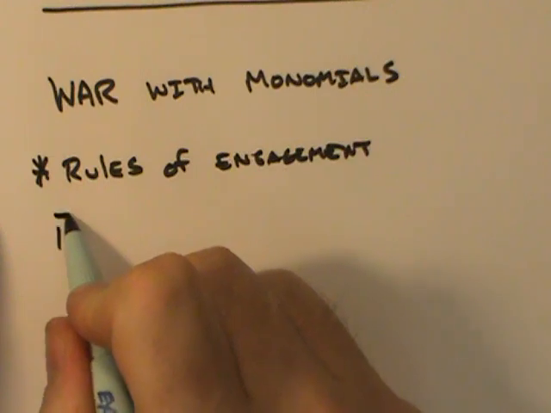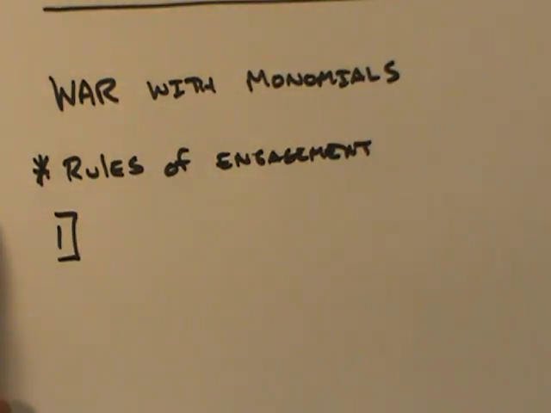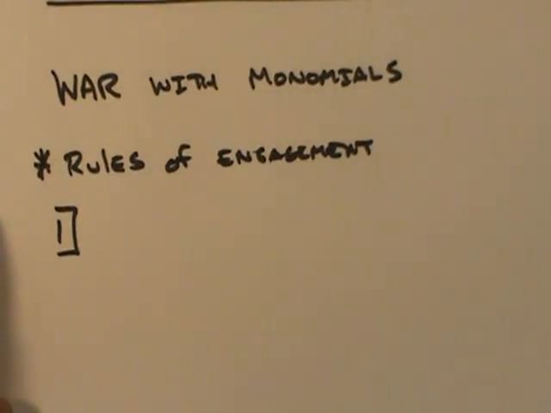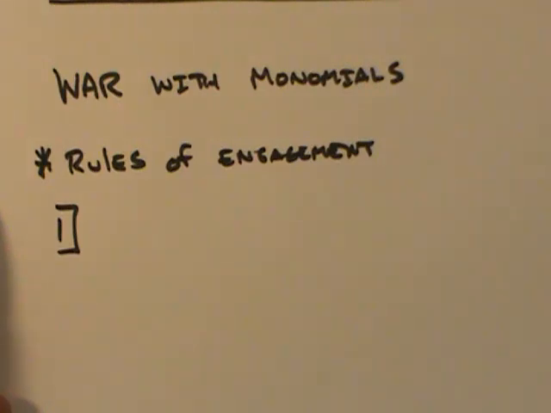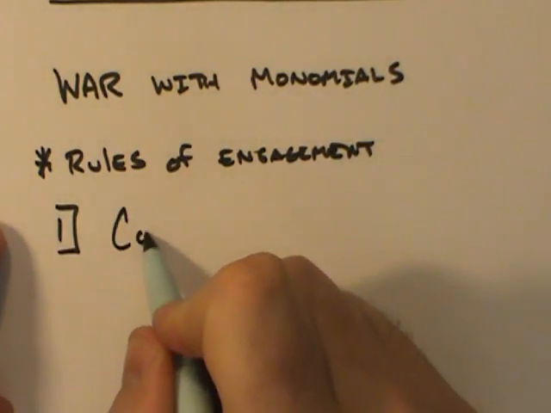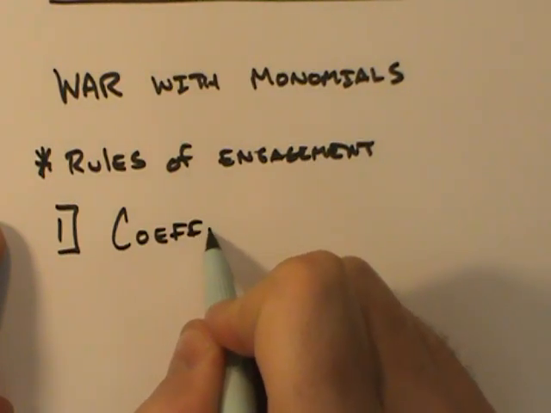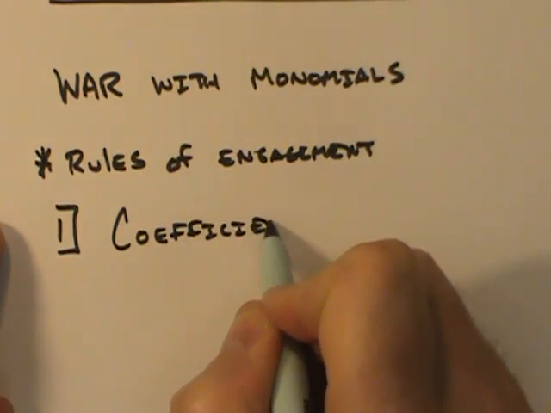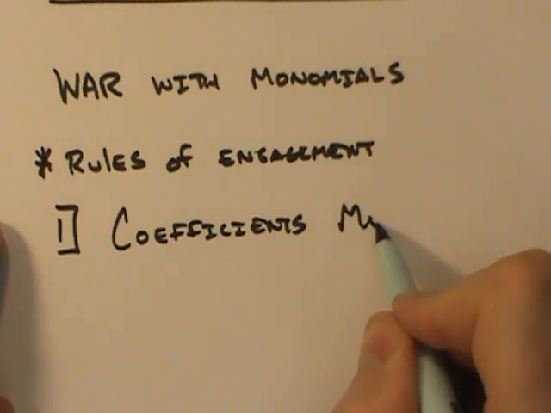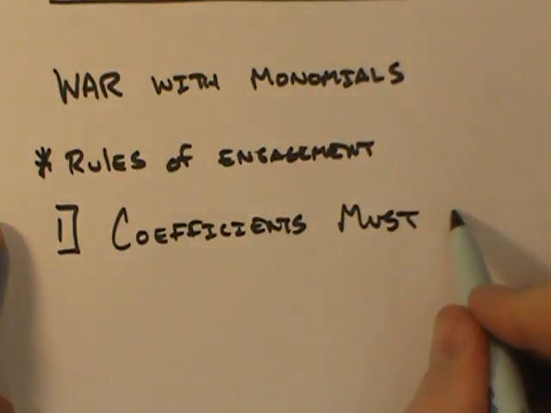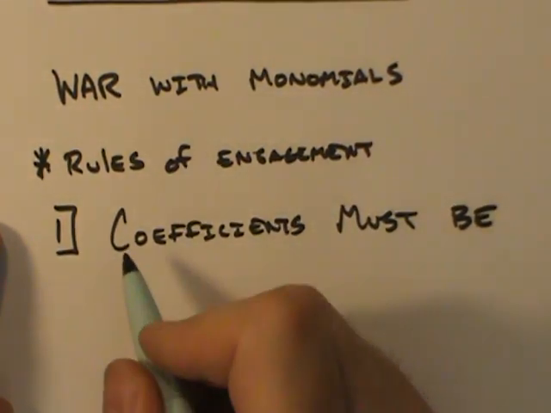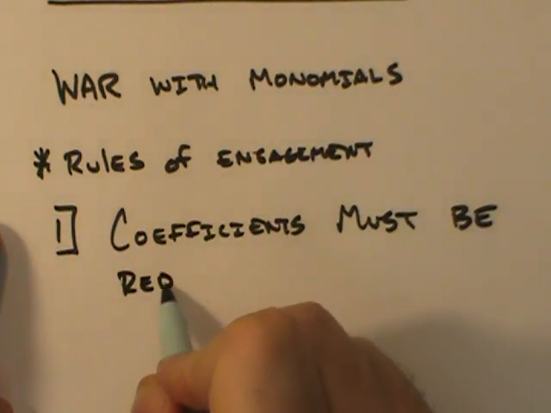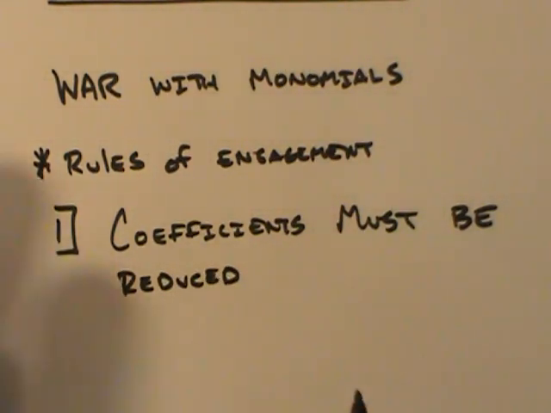And the first rule simply states that when you start with your coefficients, you must reduce them. Coefficients will never go to war. They can only be reduced. So coefficients must be reduced. They never go to war.